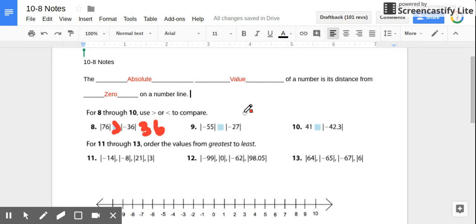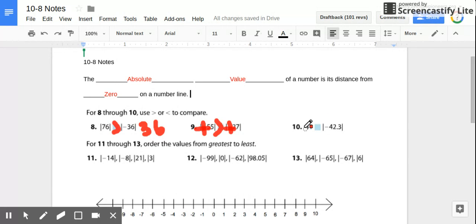On number 9, you have absolute value of negative 55, so think of it as a positive 55. And then you have the absolute value of 27. So think of it as a positive 27. So 55 and 27. The 55 is definitely bigger.